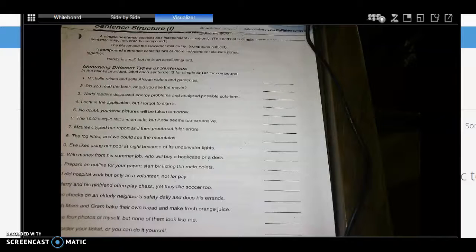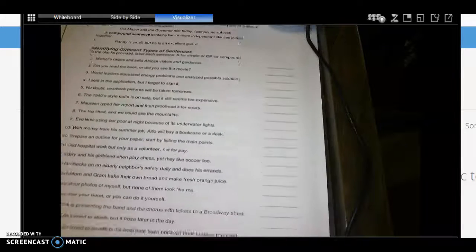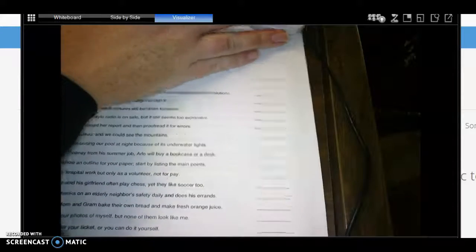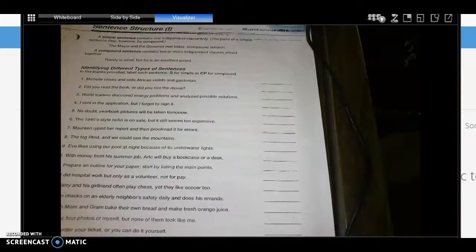Right, so we're going to be looking at page 155, okay? This is what we talked about out of the grammar book last week, but we're going to be doing some practice with that, okay? So we're going to be deciding if sentences are simple or compound.